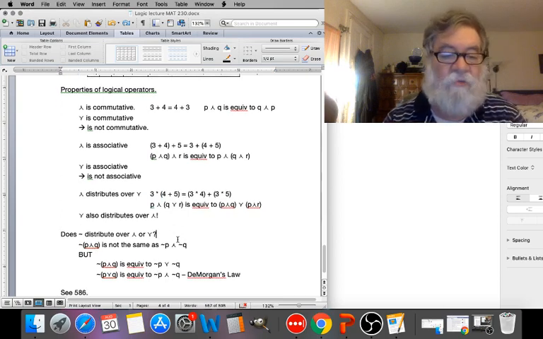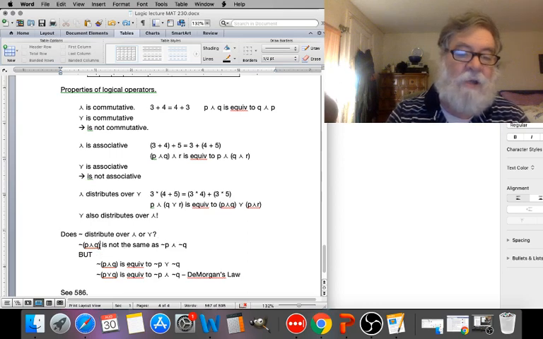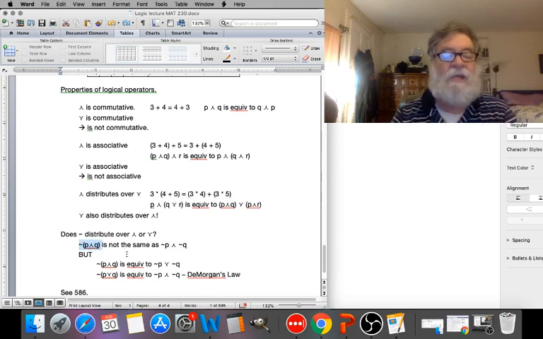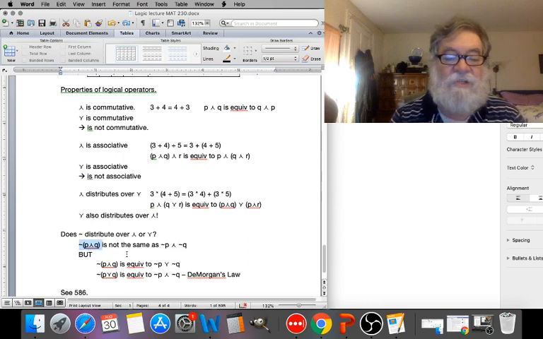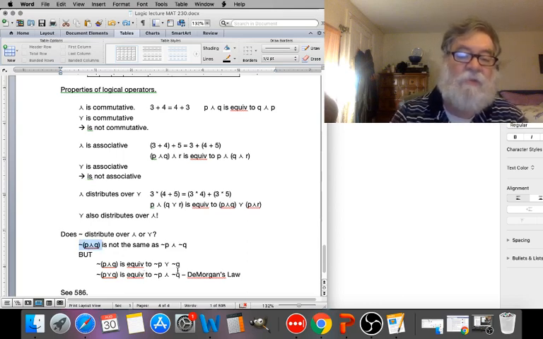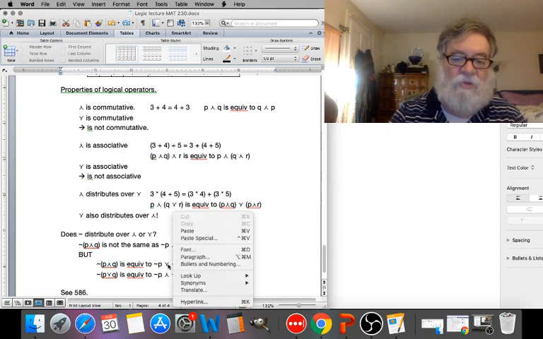One of the things we've talked about before that you should be aware of is the question of whether not distributes over OR or AND. So if I have not (P and Q), is that equivalent to not P and not Q? And the answer is it's not. But it turns out to be equivalent to not P or not Q. So if you have not (P and Q), you can distribute the not as long as you switch the AND to an OR.